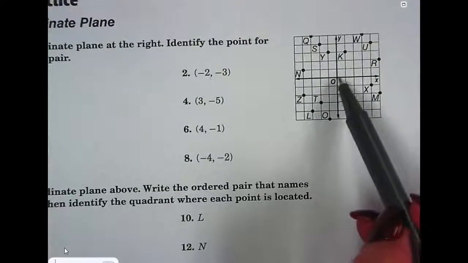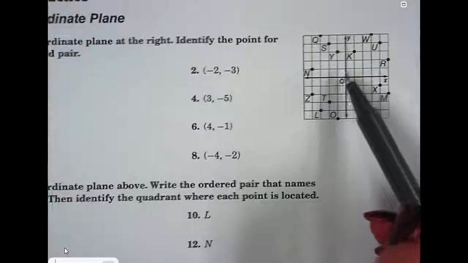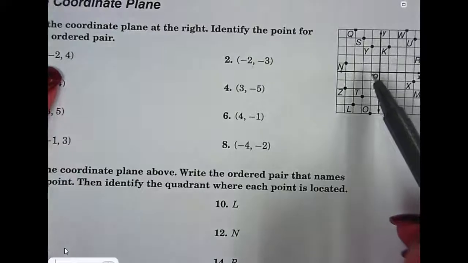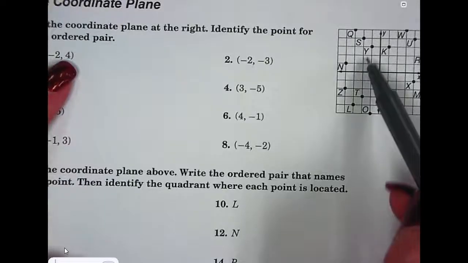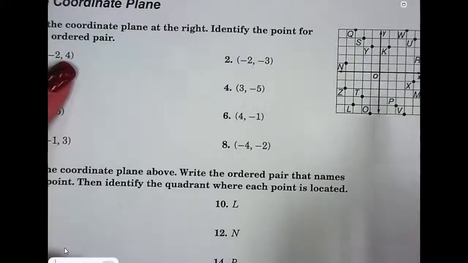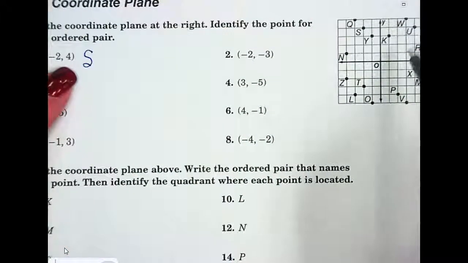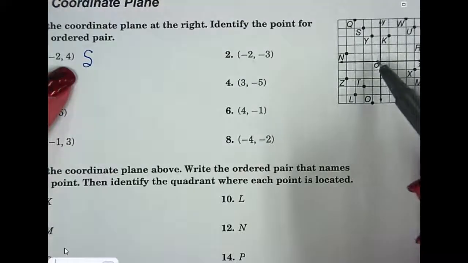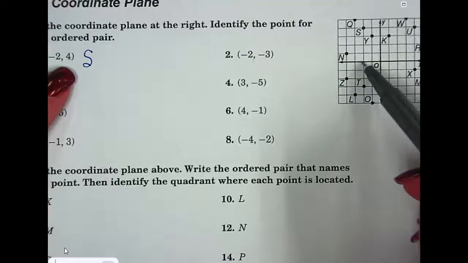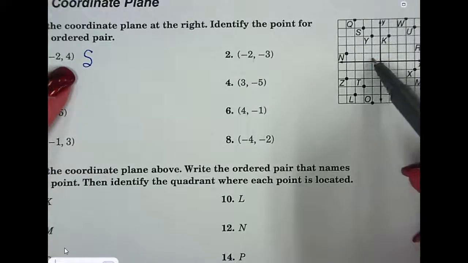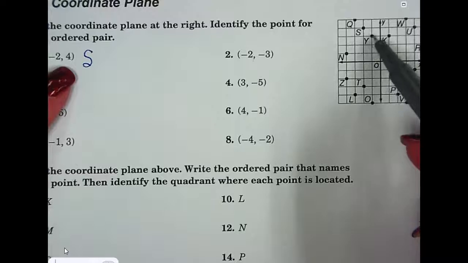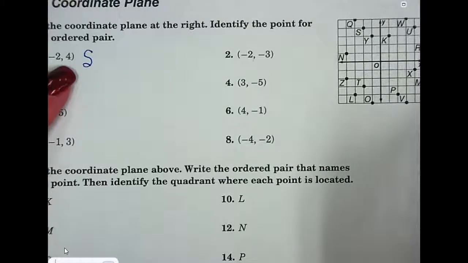So, I always start at my origin. I need to go -2 on the x-axis. That's this way. 1, 2. Then I need to go +4. That's straight up. 1, 2, 3, 4. What point is at that ordered pair? S. We're going to mark S. Does everyone see why it's S? You had to go 1, 2, 1, 2, 3, 4. Y would be what? What would be the ordered pair for Y? Negative 1, positive 3.